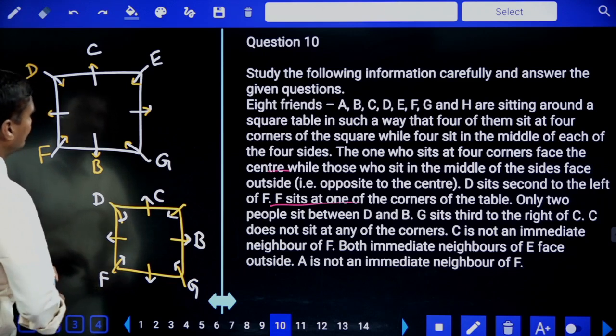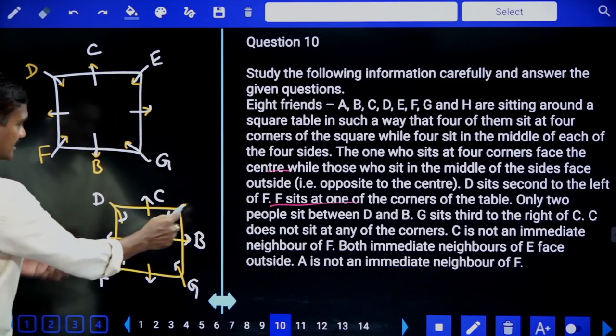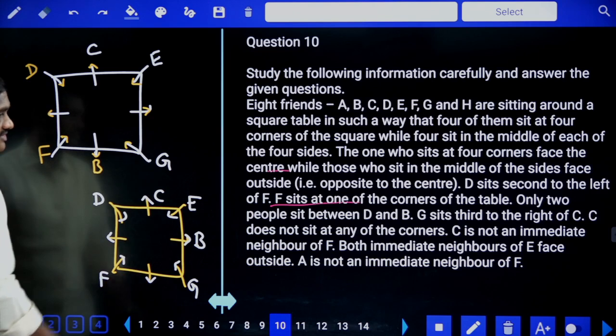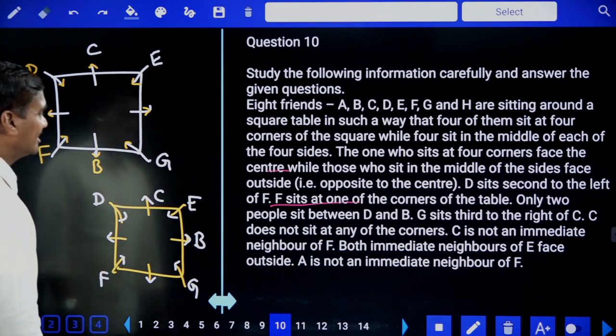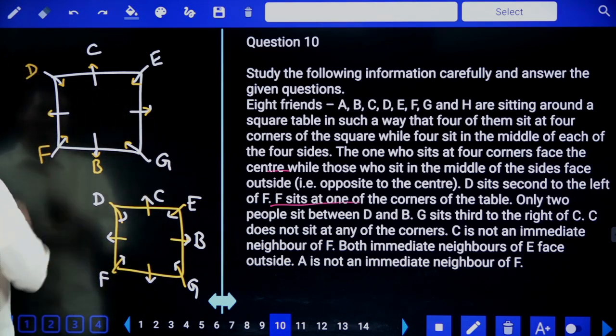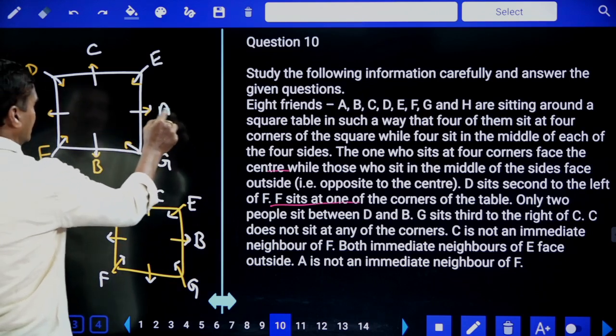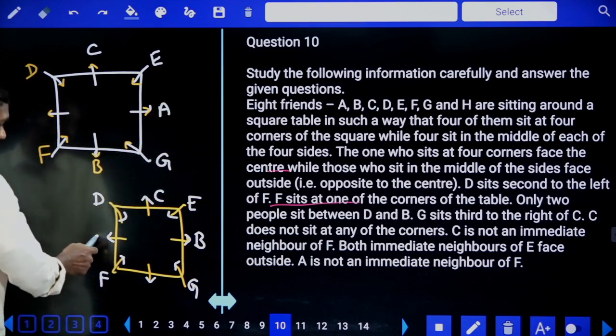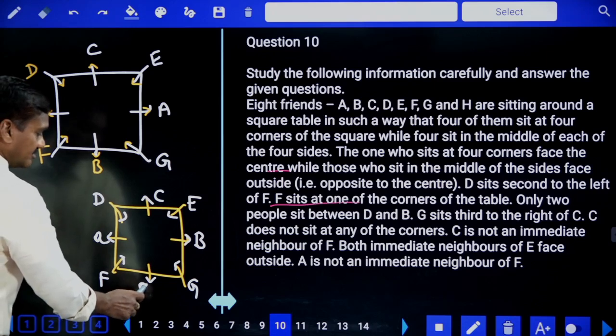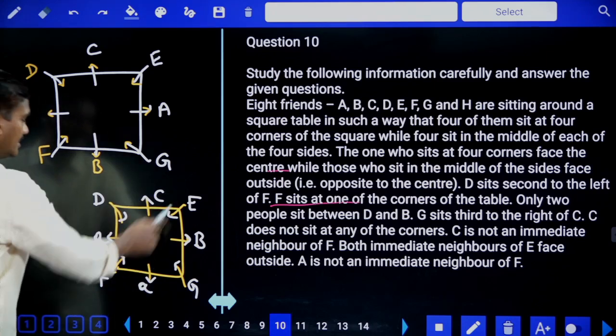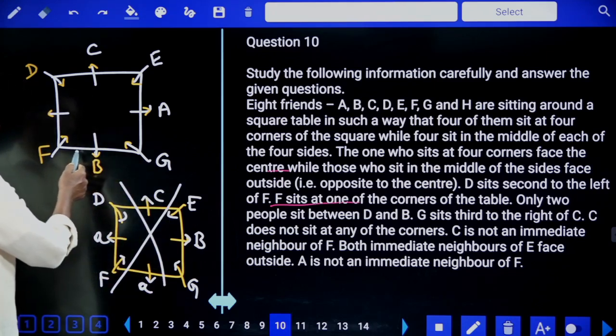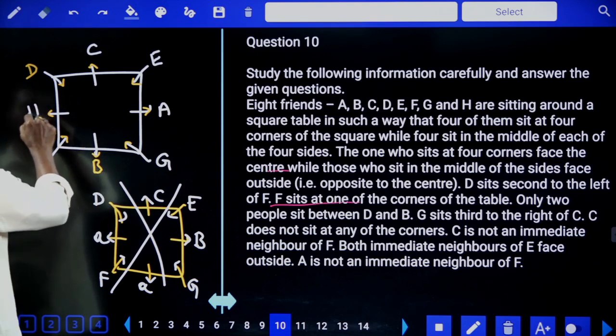Immediate neighbors of E face outside, అంటే E must be corner. కనుక E is at this place. Immediate neighbors of E face outside. A is not an immediate neighbor of F. Now, A cannot be here, A is here. And A is not an immediate neighbor of F. A ఇక్కడున్న రెండు కేసెస్లో కూడా ఏమైపోయింది చెప్పండి, immediate neighbor to F. And this case is ruled out. Now we were left with only one more person. Who is that person? H is the person.